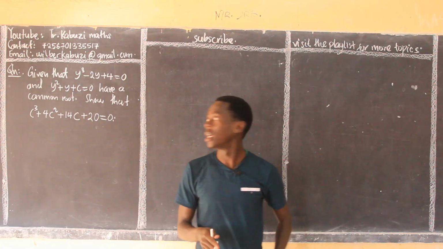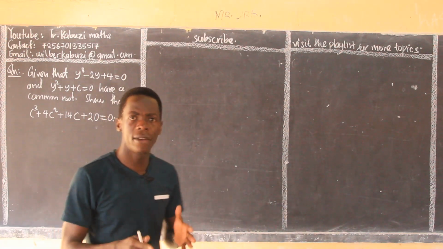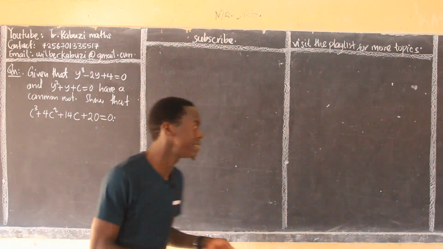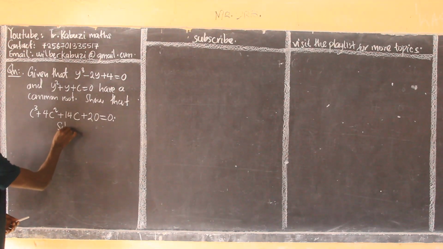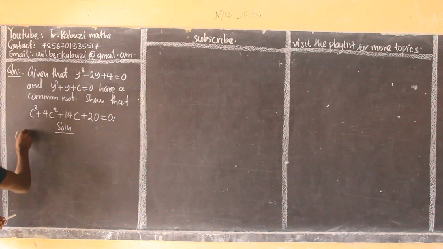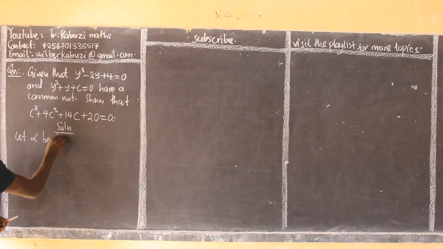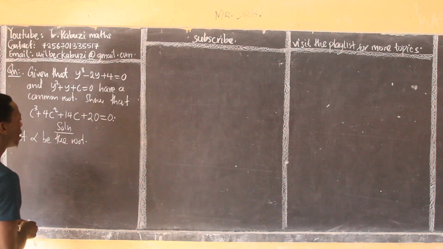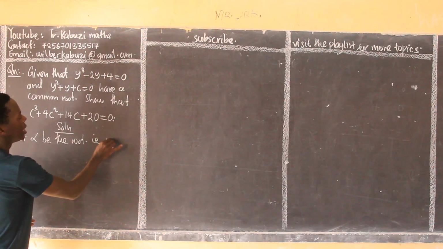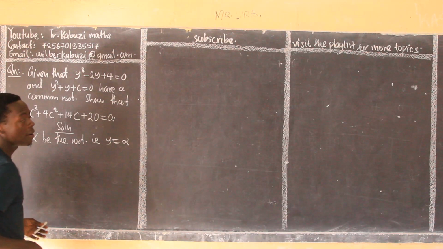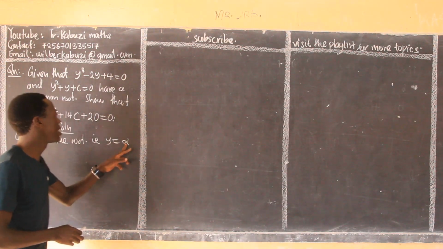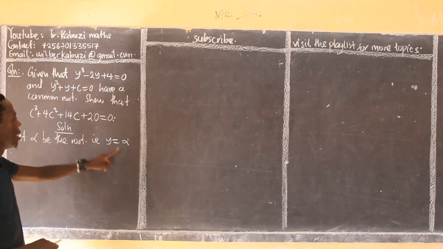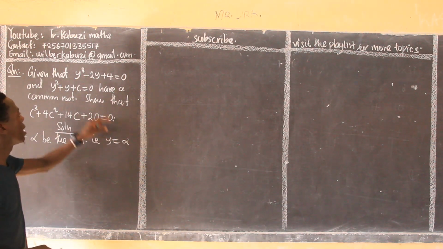Okay, now, if I know the root, it means that that root has to satisfy these two. So in my solution, I'm going to start by saying, let alpha be the root. You can choose any parameter you want, but for me, I'm choosing alpha. I.e., it means that now the root is y equals alpha. So if this is a common root, it means that it satisfies this and satisfies this. In simple terms, now where there is y, I'm going to put alpha in these two equations.